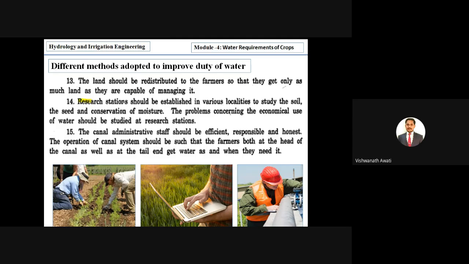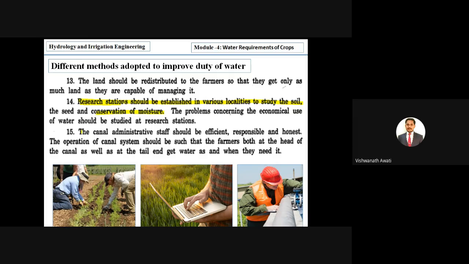Next is research stations should be established in various localities to study the soil, the weeds, and conservation of moisture, right. So here proper research is required locally. The problem concerning economic use of water should be studied at research stations. So here, proper research is required and time to time guidance is issued to the farmers. That's why a nearby research station should be set up.